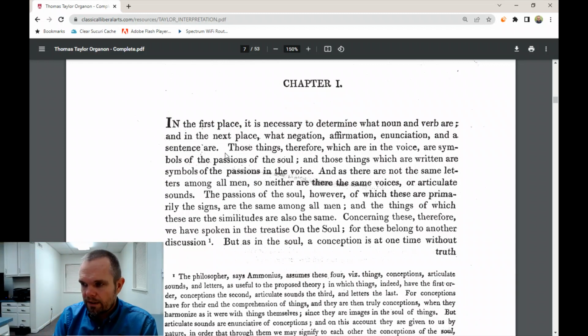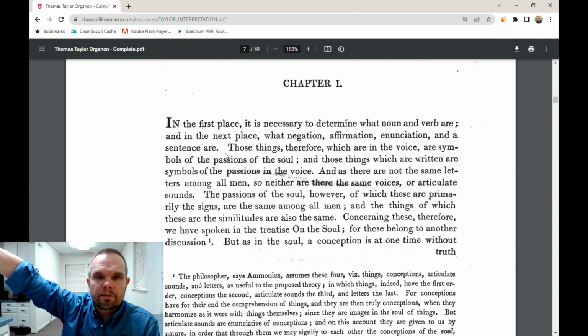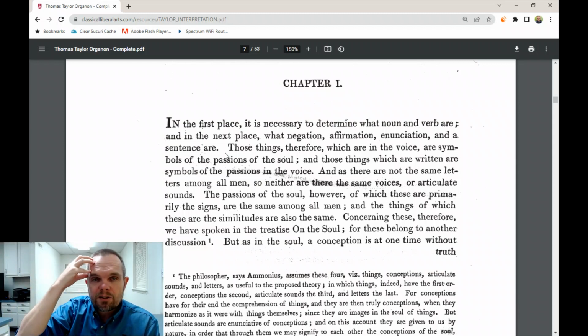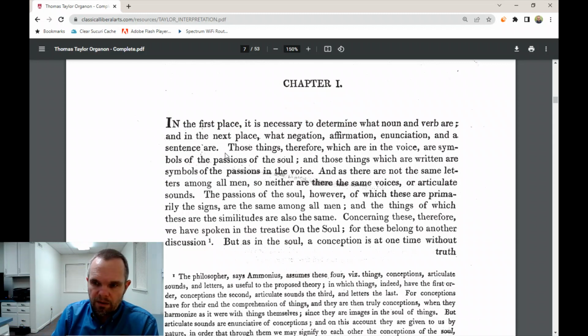thought and communication. The real individual thing outside the mind, the passion that's made by the impression of that thing upon the soul, the spoken word, which is used as a man-made artificial sign of the idea, and then the written word, which is a man-made artificial sign of the spoken word. Okay, so those four things. Make sure you keep that in mind.